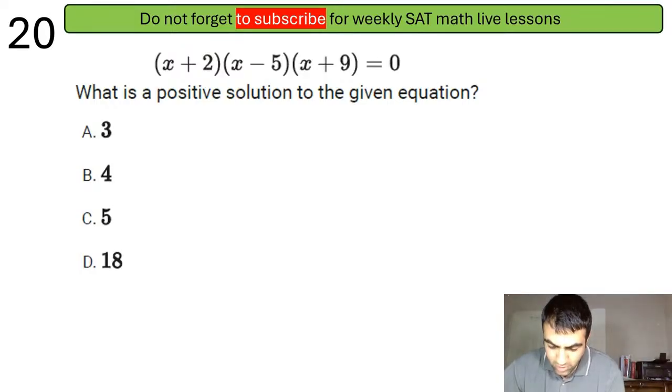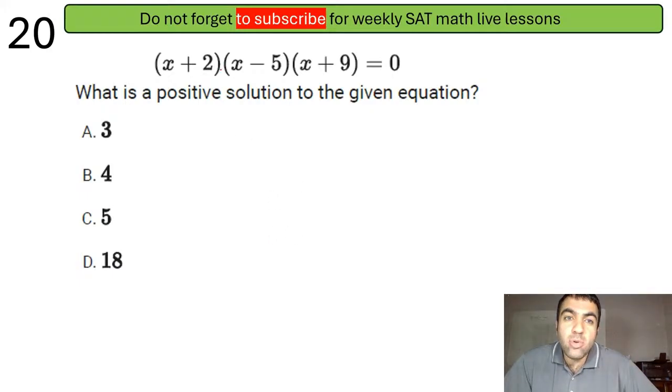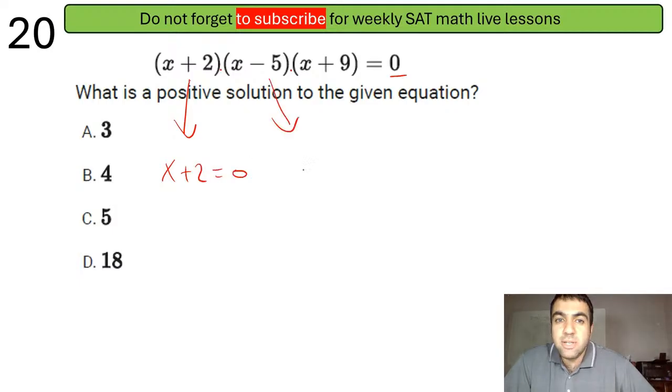And Mrs. Shaheen and Saib say, Mr. Saib says it is C, Mr. Shaheen says it is A. Let's have a look. If the product is 0, this should be 0, or this should be 0, or this should be 0, right?